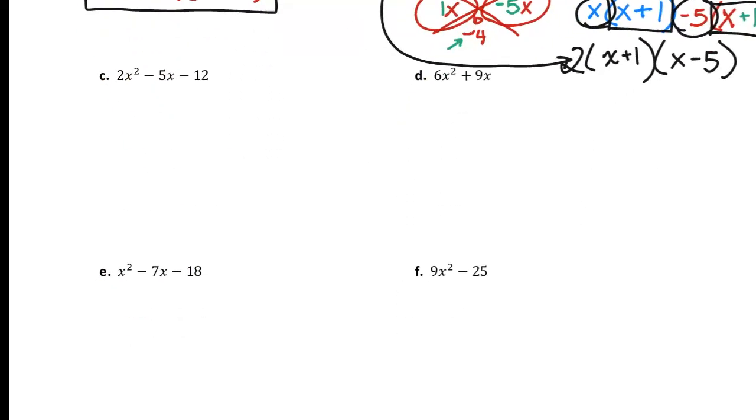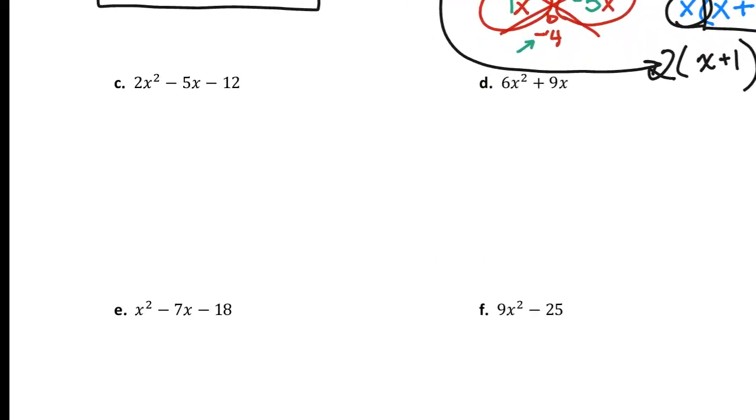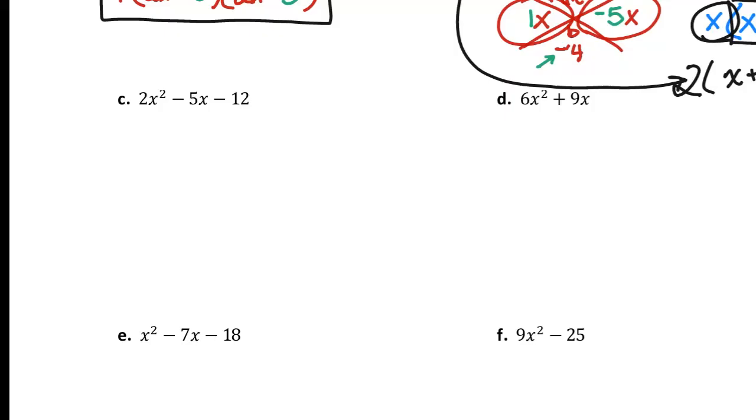Let's do letter C. Letter C, 2x squared minus 5x minus 12. What are we doing with these again? We're factoring. So what do I look for first with any number of terms? Stephen? What do I look for first? GCF, yes. As I look at this, my smallest coefficient is 2. Does 2 divide into 5 and 12?